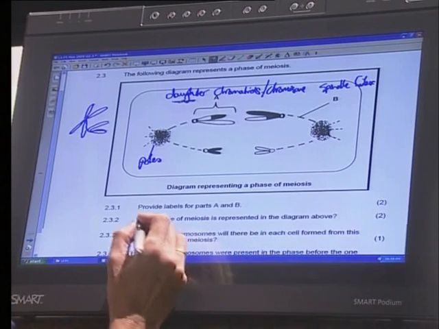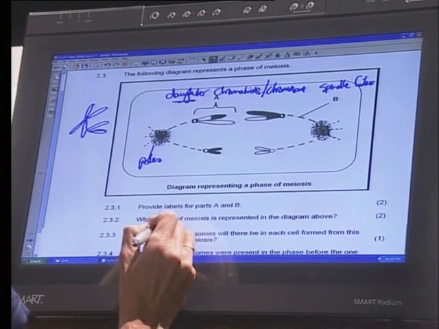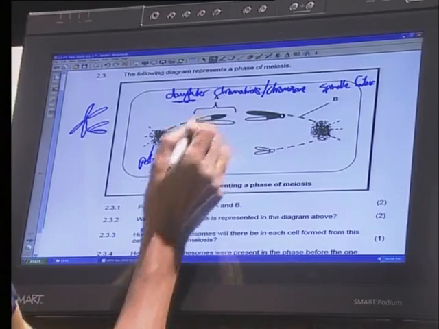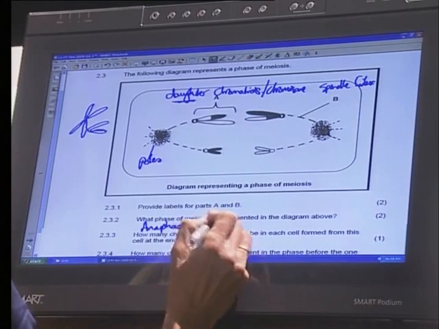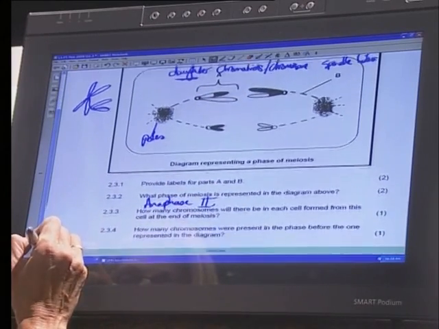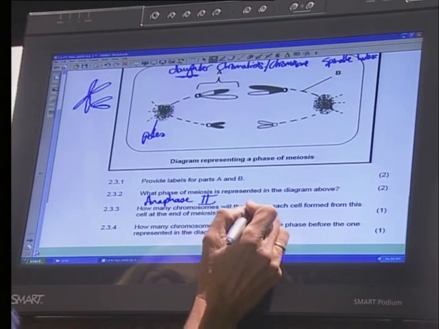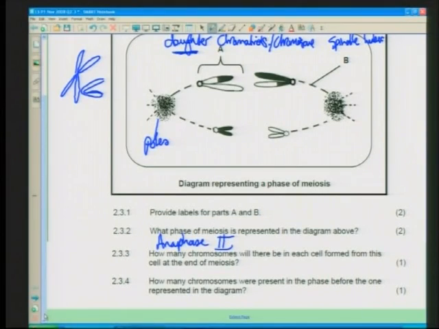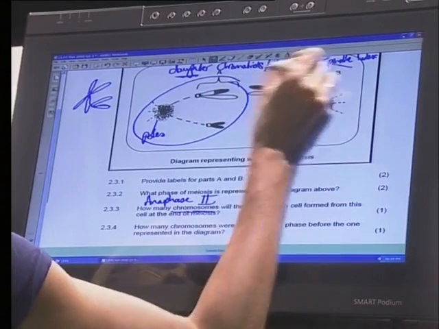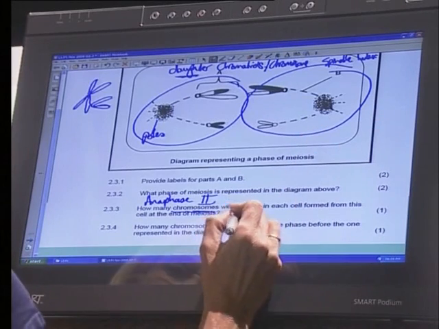What phase of meiosis? Well, it's anaphase 2. And what have we got? We've got the V's, so therefore it's anaphase 2. Hey, it's simple. How many chromosomes will there be in each cell formed from this cell at the end of meiosis? So they want to know how many chromosomes will there be in each cell. How many chromosomes can you see here? I think there will be 2. Yeah, 1, 2, 1, 2. So 2.